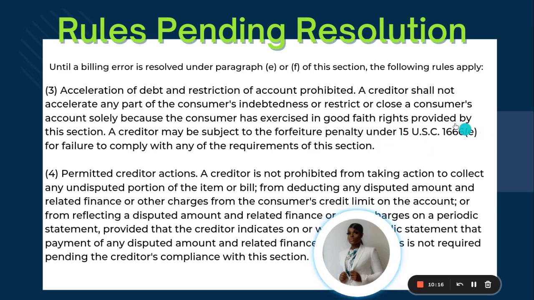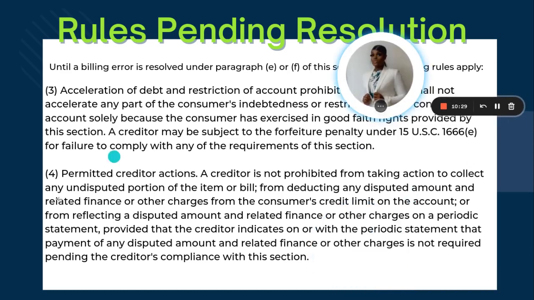So your remedy is there if they fail to comply with this subchapter of the law. And again, it's going to be for failure to comply with the requirements of this section. So it's letting you know that right there in the law, right? And then another thing, permitted creditor action. A creditor is not prohibited from taking action to collect any undisputed portion of the item or bill. So it's letting you know that they can still try to collect it, but the law is telling them that you do have the right to withhold it until they resolve it.